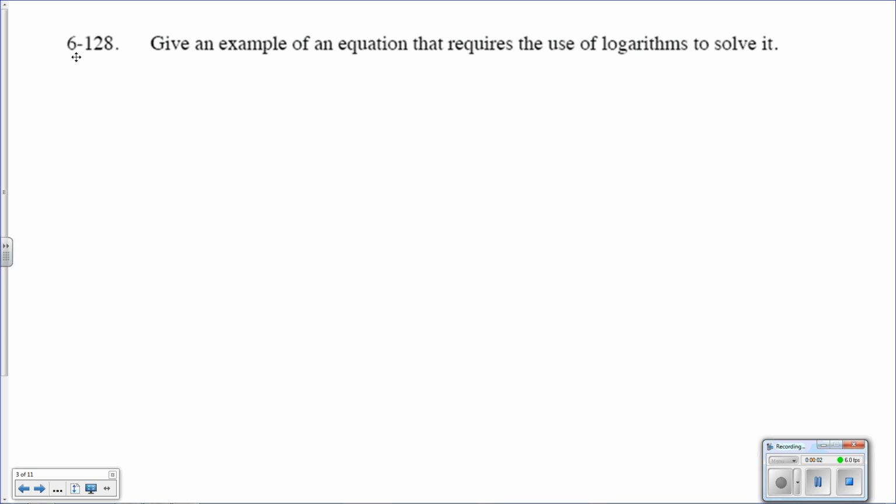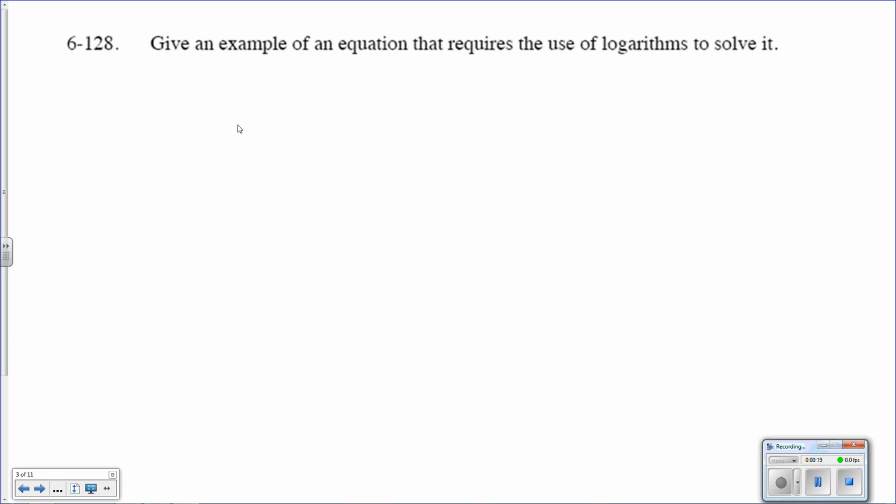All right, 6-128. This problem says, give an example of an equation that requires the use of logarithms to solve it. So it hasn't really given us anything to solve. It just wants us to give an example. It doesn't even ask us to solve it.